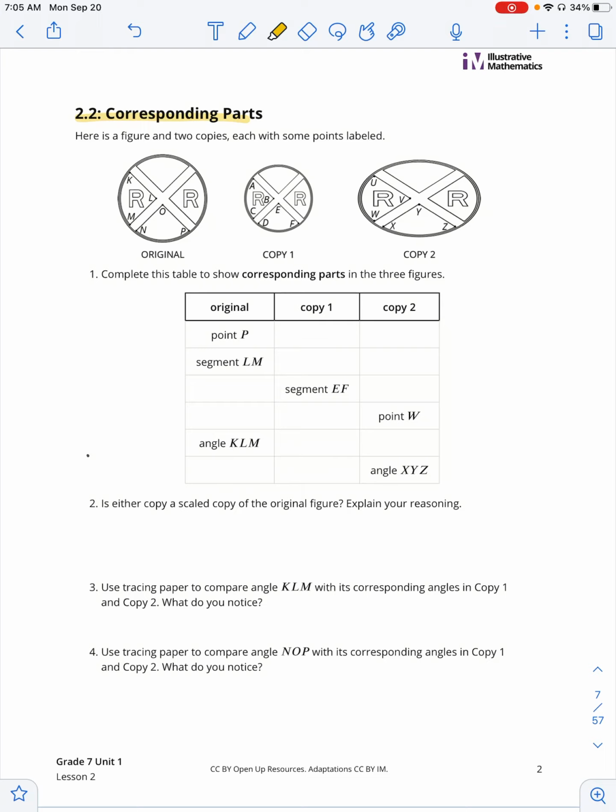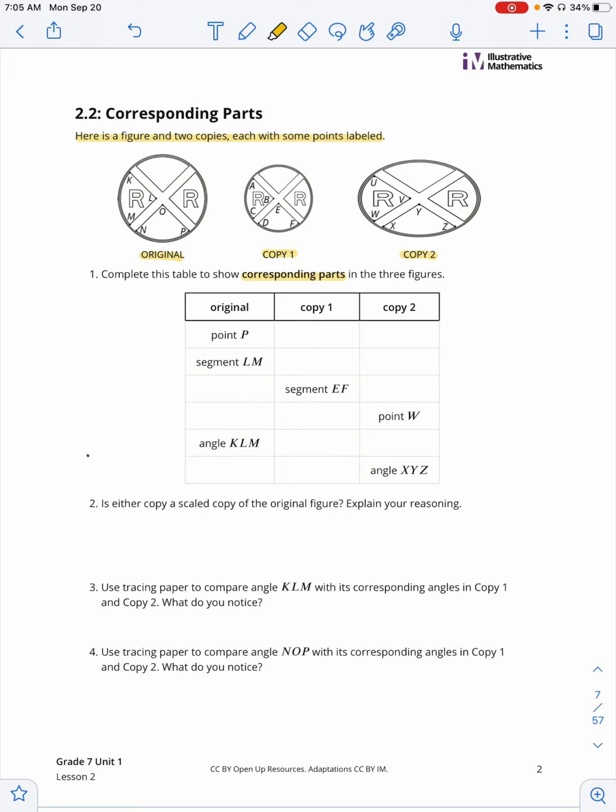This activity says, here is a figure and 2 copies, each with some points labeled. And you can see that we have the original, copy 1, and copy 2. Complete this table to show the corresponding parts in the 3 figures.